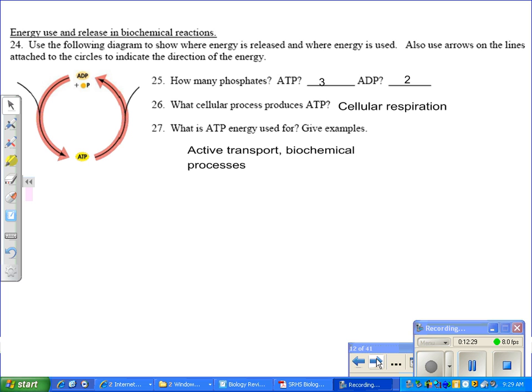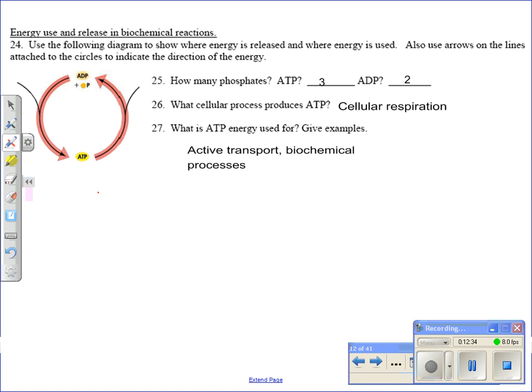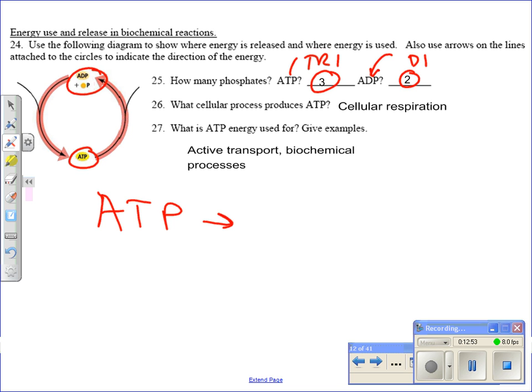All right, next one, energy use in biochemical reactions. We know that cells use ATP for energy. So there's a cycle between ATP and ADP. A phosphate breaks off. In ATP, the T stands for tri, which means there are 3 phosphates. In ADP, the D stands for di, which means there are 2 phosphates. So the breaking and reforming of the bond is kind of like recharging your cell phone battery. In this case, you're charging the molecule.